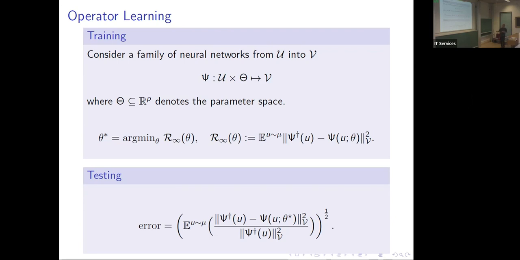When I do what's called testing, which is to study how well the learnt map approximates the true map psi dagger, I'll use a relative error. So that's just a heads up to note that when we train, we use an absolute error. When I plot testing error to show whether or not what we've learned is accurate, I will do that in a relative sense.